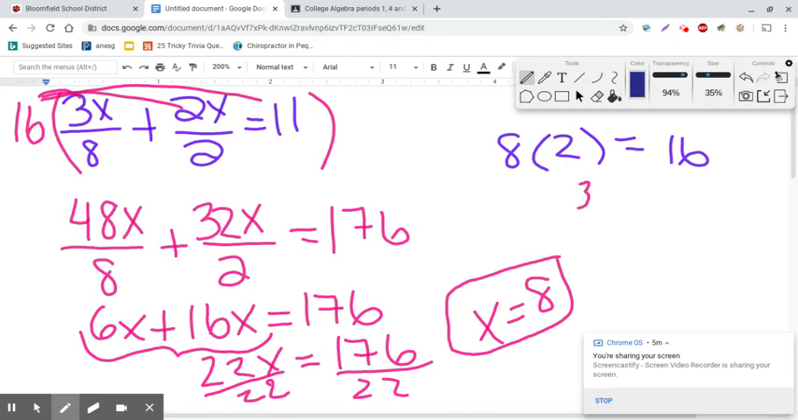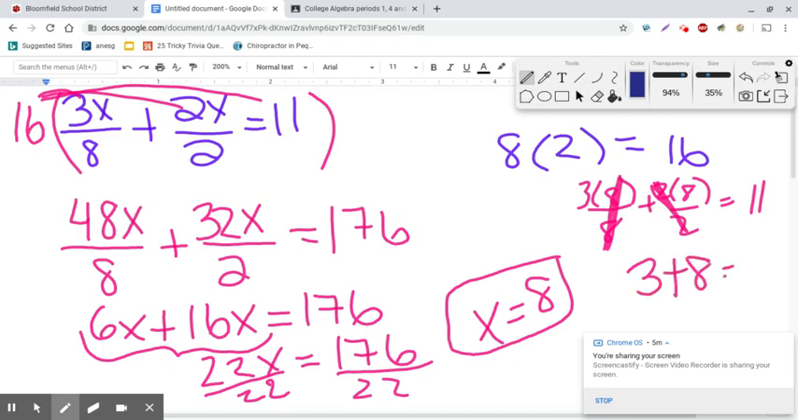You would do 3 times 8 over 8 plus 2 times 8 over 2 equals 11. I'm actually just going to cross those two 8s out. I'm going to cross those 2s out. So you end up with 3 plus 8 equals 11. Is 3 plus 8 11? Yes, we know it works. So it's just a little quick way. If you really wanted to plug it in, you could check.